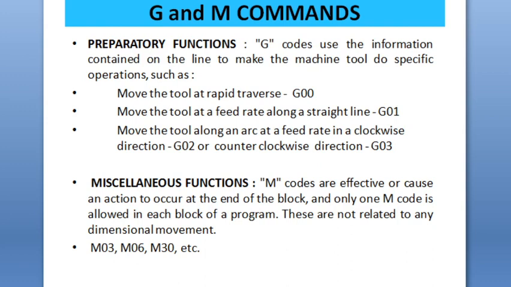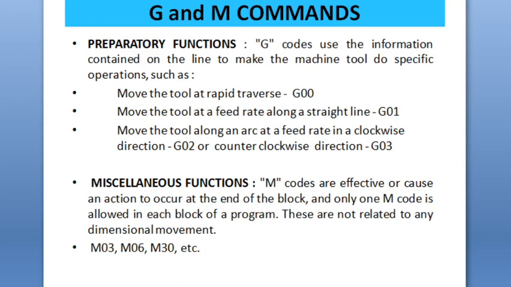What is G code or preparatory function? These codes use the information contained on the line which makes the machine tool do specific operations, like G00 for rapid movement of the tool. Move the tool at a feed rate along a straight line means G01. G02 and G03 for circular interpolation in clockwise or anti-clockwise direction.